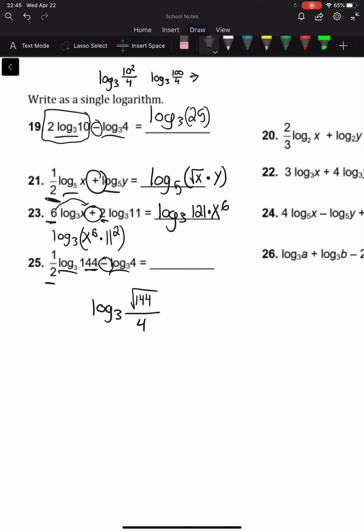So the square root of 144 is 12. So we'll have log base 3 of 12 over 4, and we could simplify that further to log base 3 of 3. And that's everything for this one.